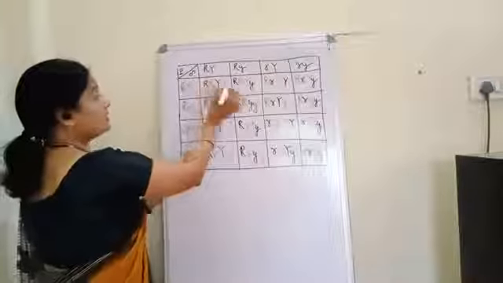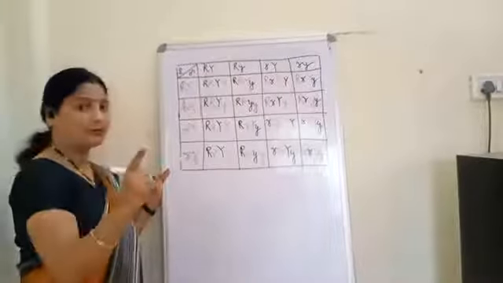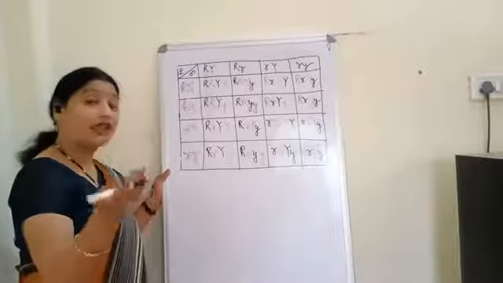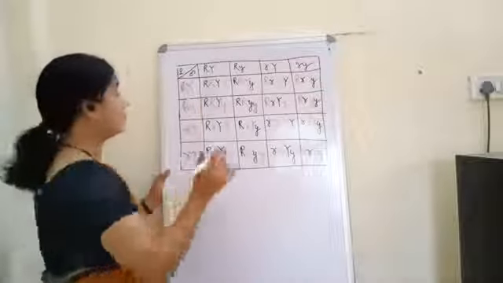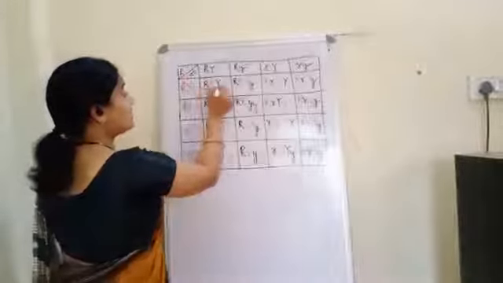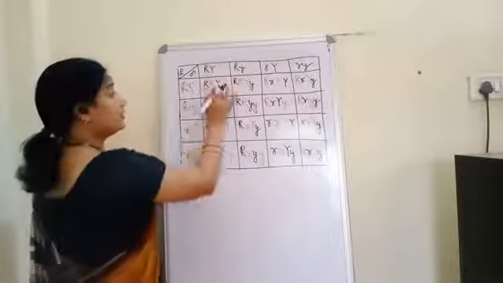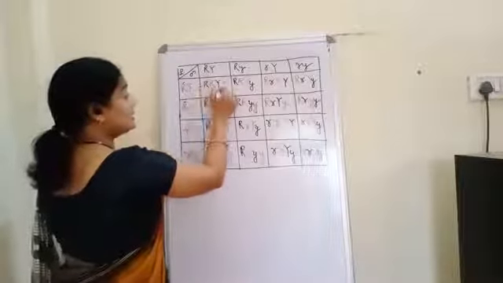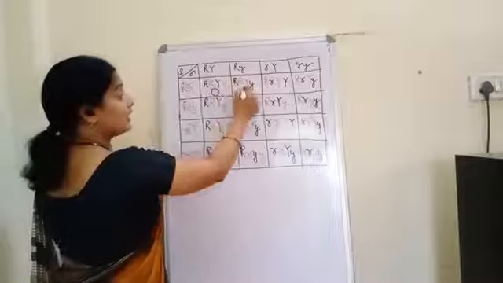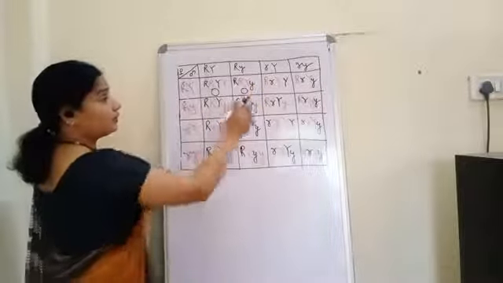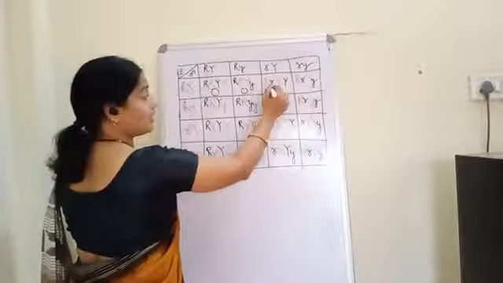Capital R, capital R. If there will be only one capital, then the seed will be round. And if there will be at least one capital Y, then the seed will be yellow. So see, capital R and capital Y. So what about the seed? Seed is round and yellow. Capital R and capital Y. Round and yellow.